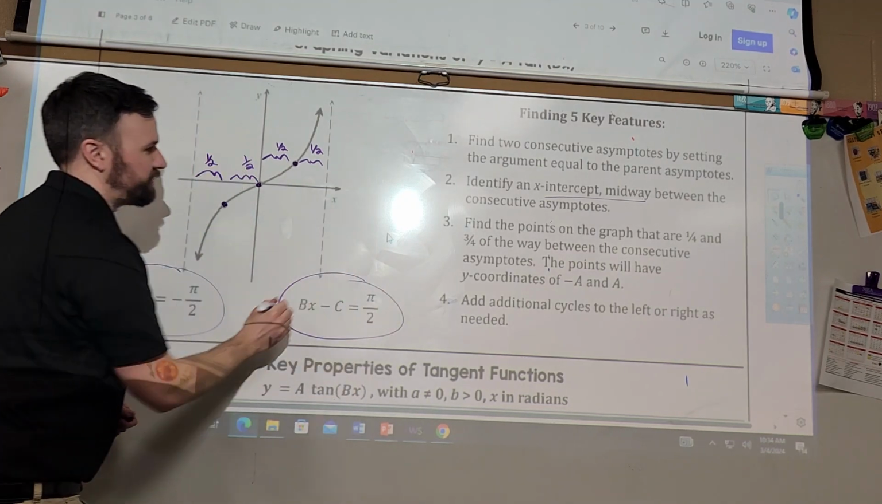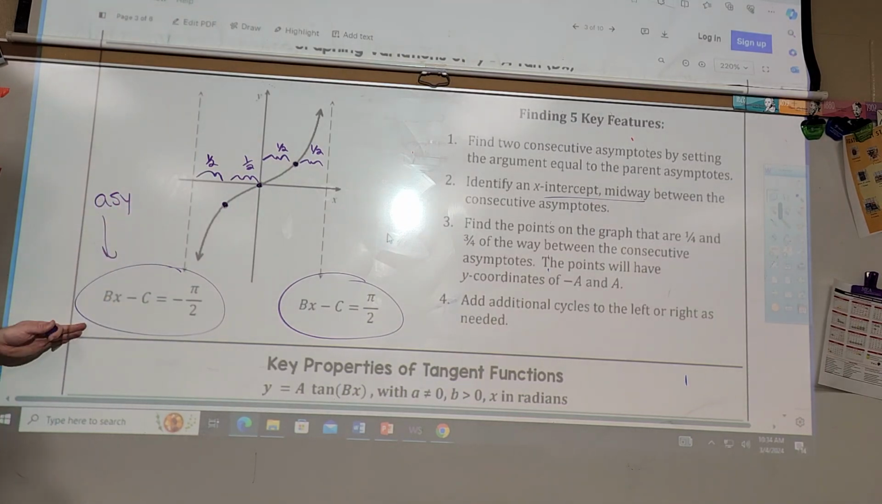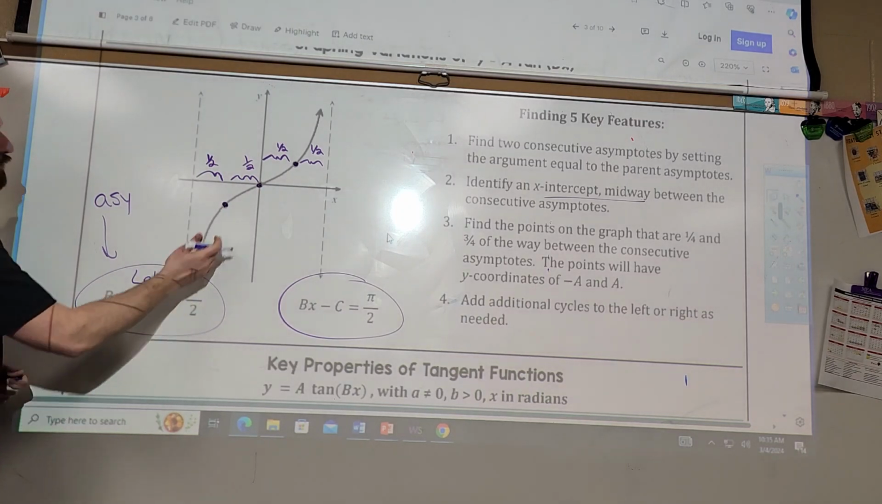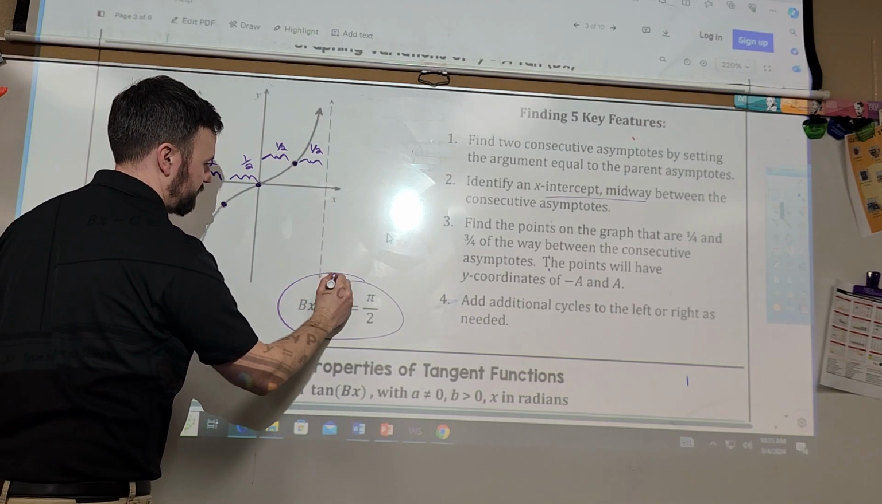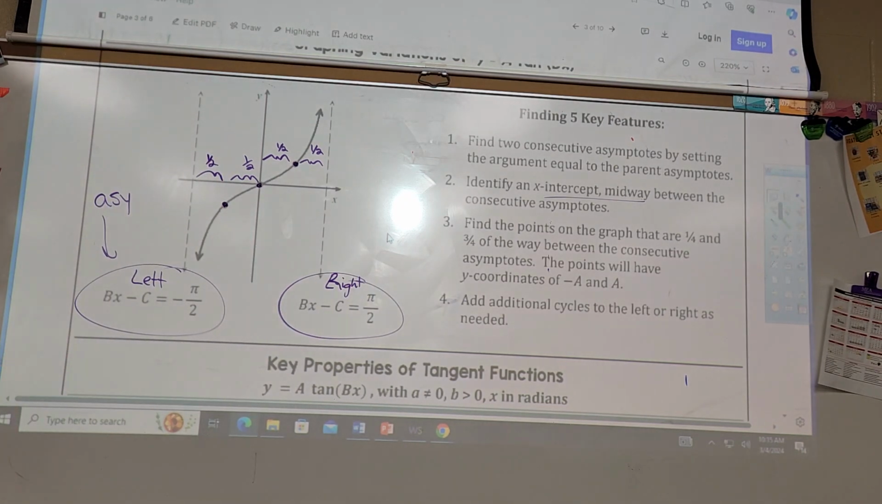So if you want an equation, put a star by these. These will give you your asymptotes, left and right. Bx minus c is your asymptote every time. So if you want an equation where you don't have to think, what's my asymptote going to be? There it is. Left and the right. So for this one, it's negative pi over 2. I don't use the equation. I just kind of use my intuition. But there is an equation.